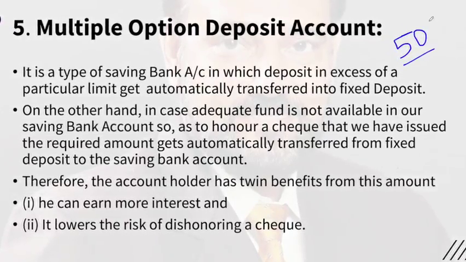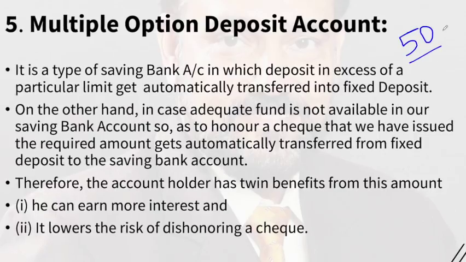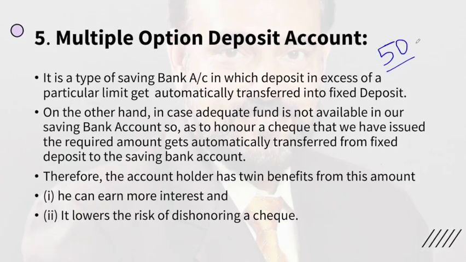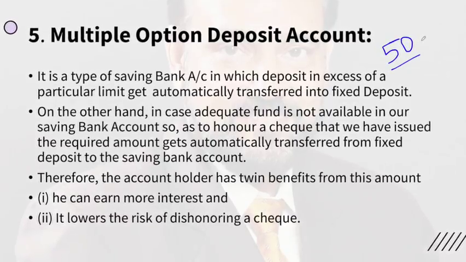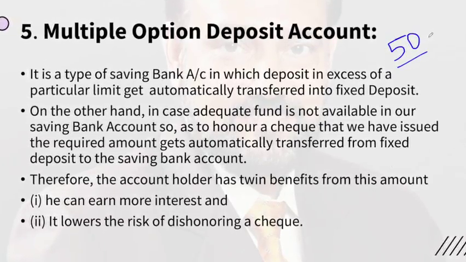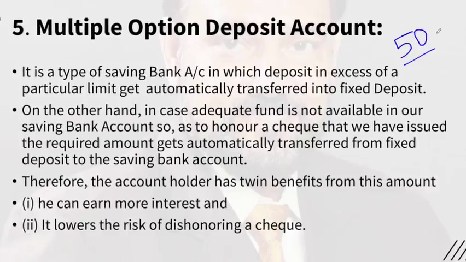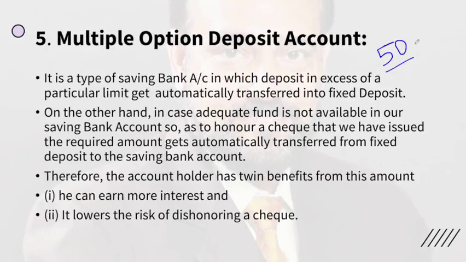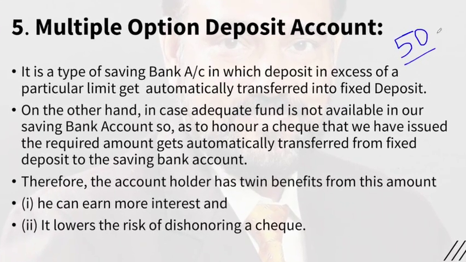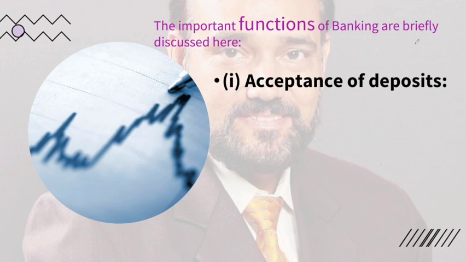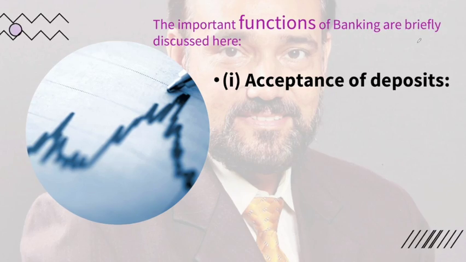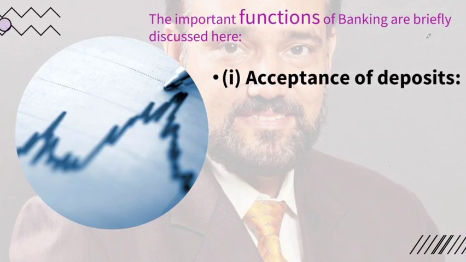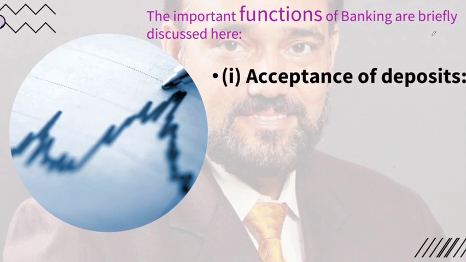Suppose you have issued someone a check of more than 50,000 rupees. In your saving bank account it is 50,000 only, but suppose you have issued a check of 60,000 rupees. You have 10,000 in your fixed deposit, but even then the bank will honor it. So your check would not be dishonored. Okay, so under the first heading, acceptance of deposit, we have discussed the different types of bank accounts in which people can deposit money.